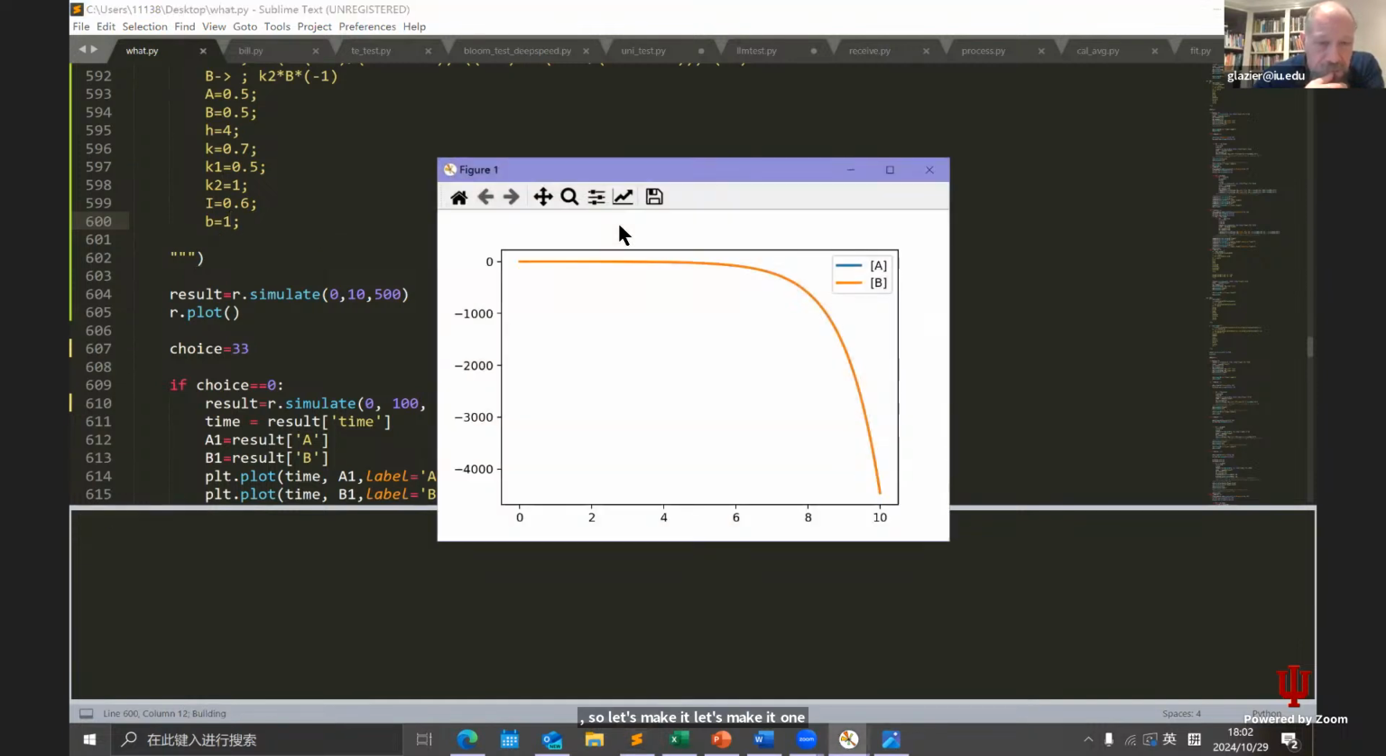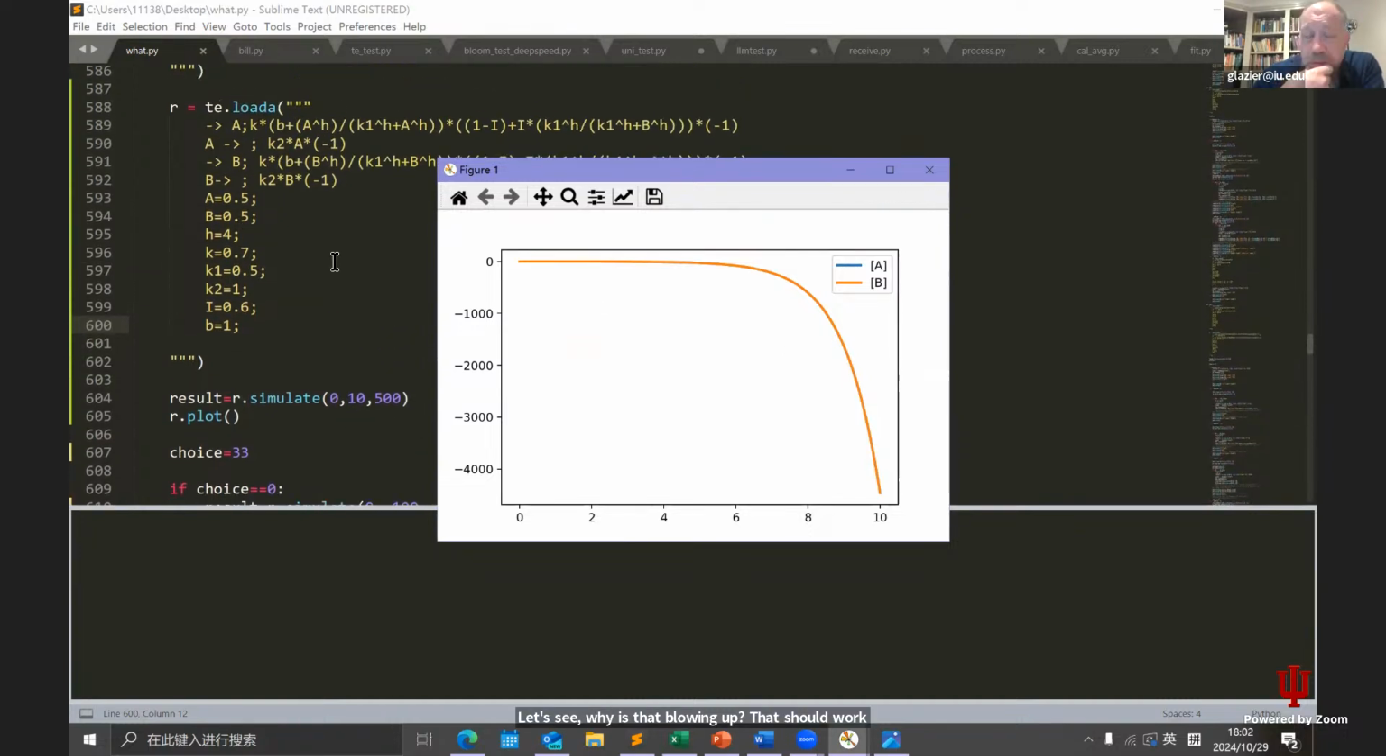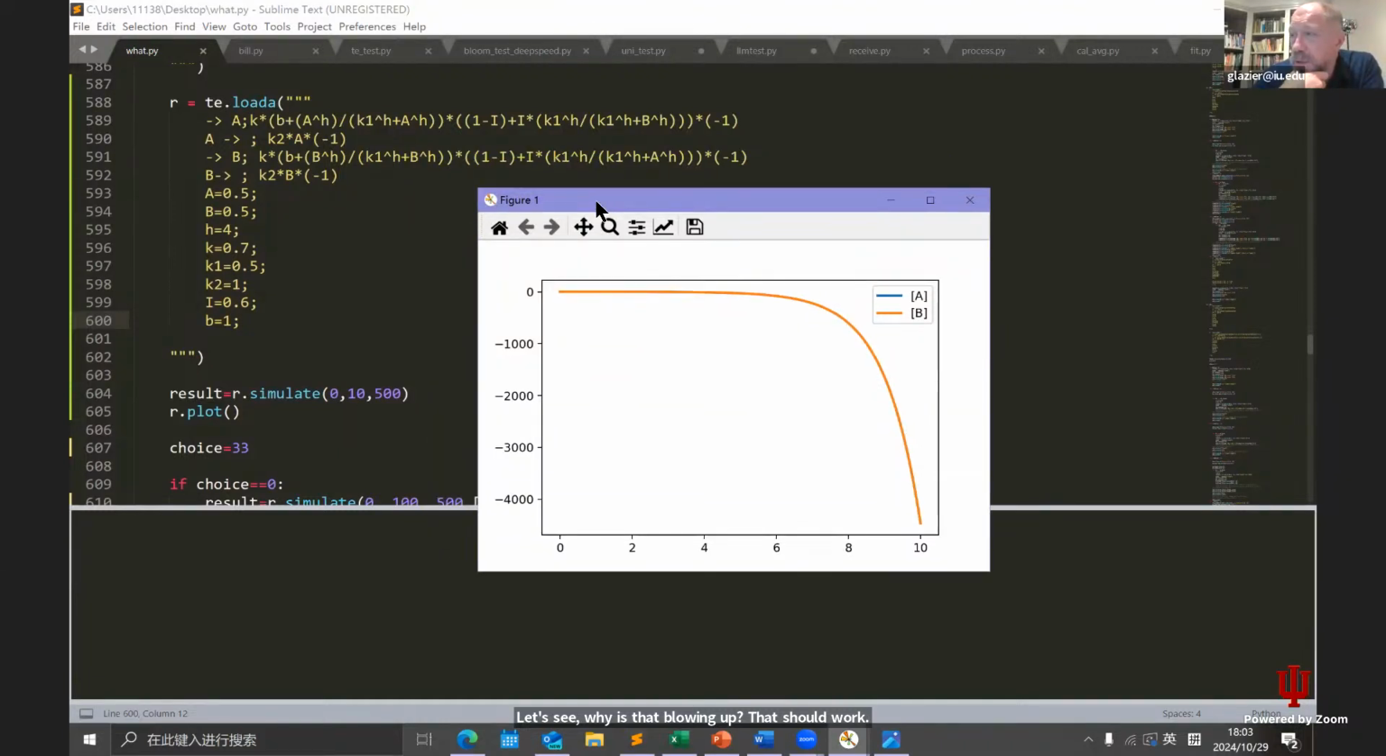Run that. Still blowing up. Let's see. Why is that blowing up? That should work because we are within the basin of attraction. For 1, our initial value of A and B should be about 0.6. Let's start our initial A and B to be, let's make sure everything is the same here. 0.51. Huh.